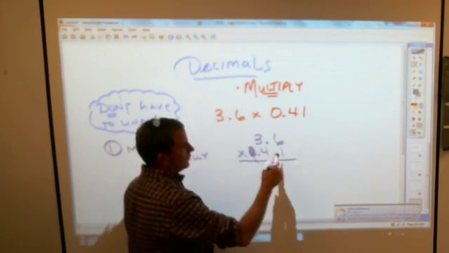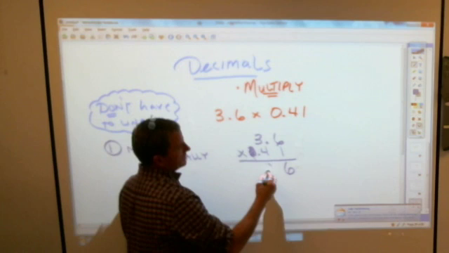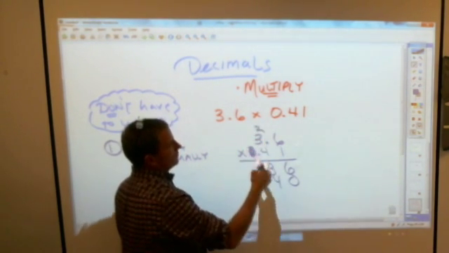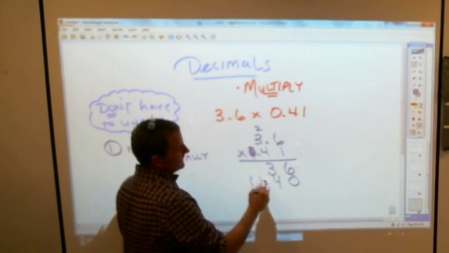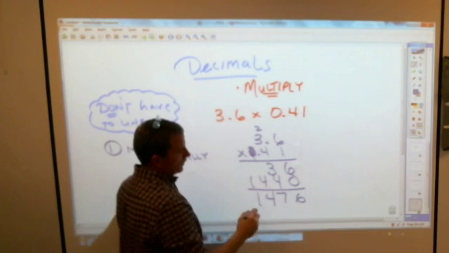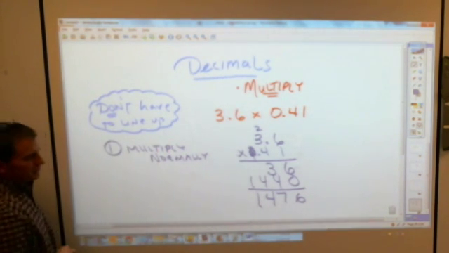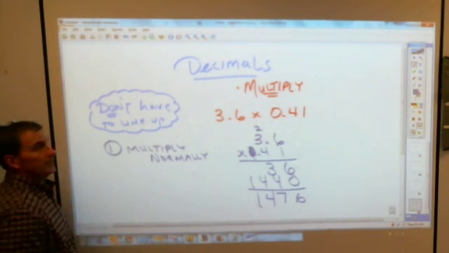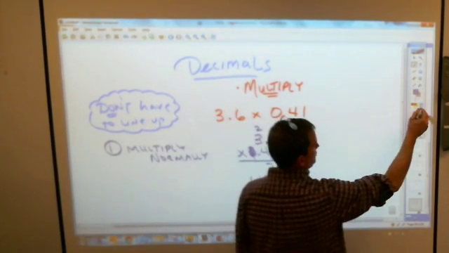What is 36 times 41? 1 times 6, 1 times 3, 0, 4 times 6 is 24. Carry the 2. 12 plus 2 is 14. I get 6, 7, 4, 1. Those are the digits I get. The problem with this is I need to figure out where the decimal goes, and that's what our next couple steps do.